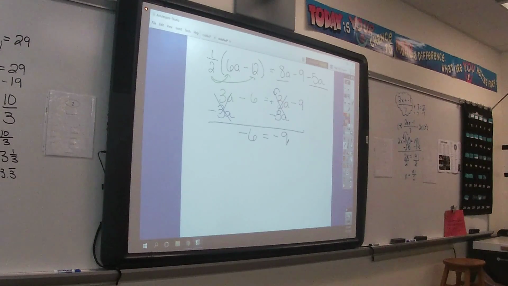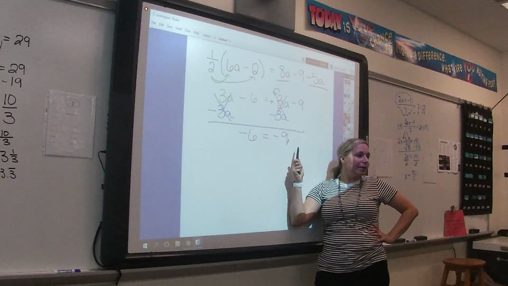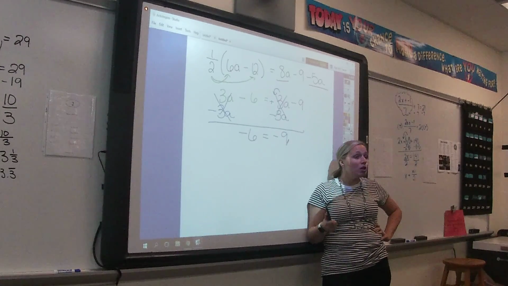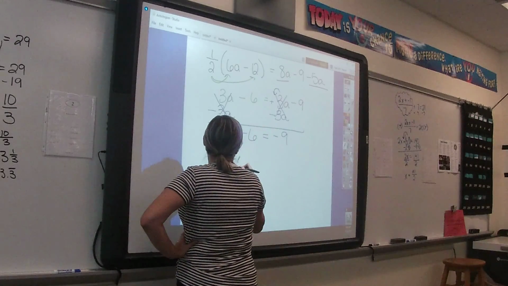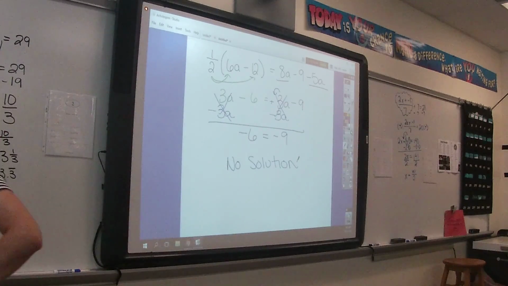If the variable completely goes away, we then have a decision to make. Is this a true statement? Does negative 6 equal negative 9? No. If they do not equal each other, if it is a false statement, we say that this is no solution. There is no number that we can pick for a that is going to make this true. And hopefully that makes sense for us.